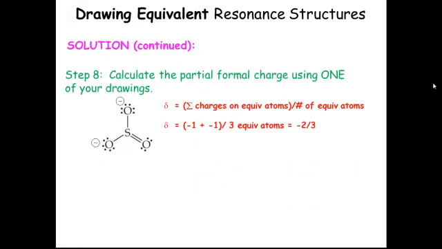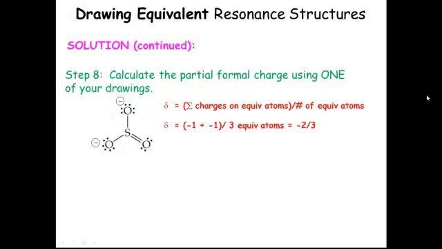So we talked previously about calculating partial formal charges. Pick one of your drawings and add up the non-zero formal charges on the outer atoms, on these equivalent atoms that we're looking at. We're going to ignore the sulfur 2+. We're only adding up formal charges on these oxygens, and then we count the number of equivalent atoms. So there are 3 equivalent atoms and -2 in charges, so we get a partial formal charge of -2/3 on each one. If we were to imagine this, we'd have -2/3 here, -2/3 here, -2/3 here.